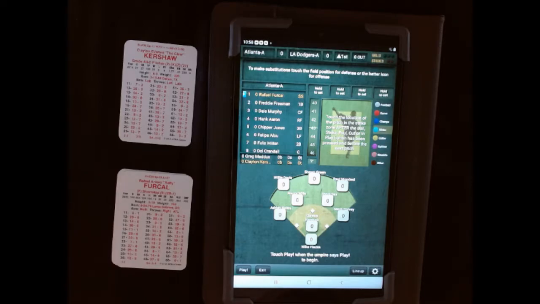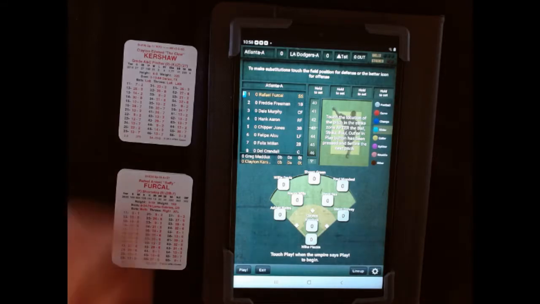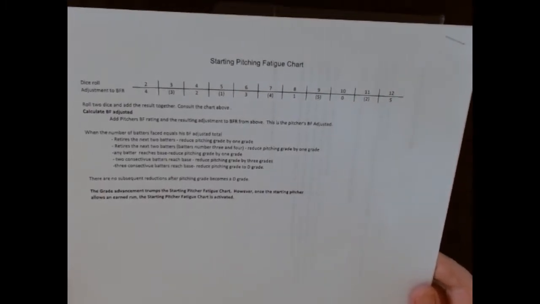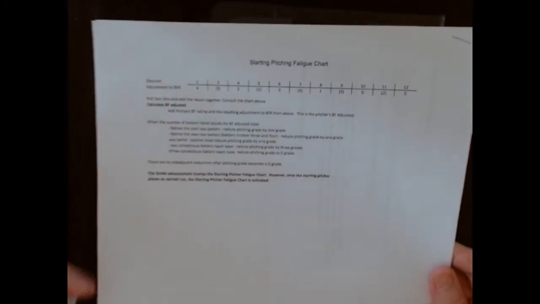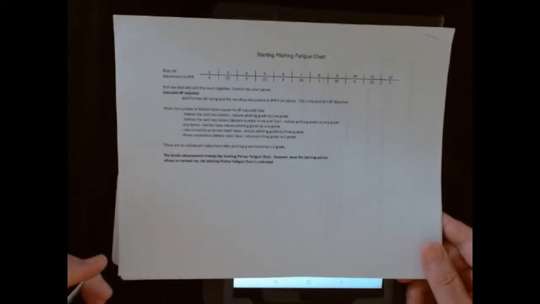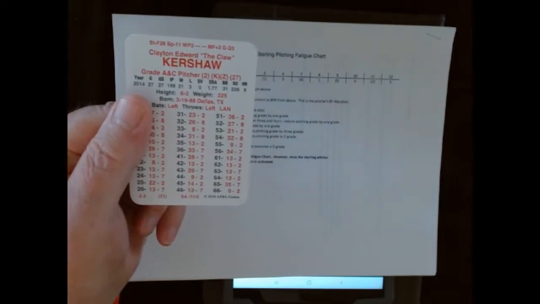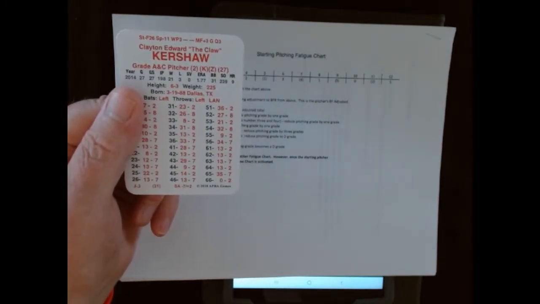The one thing that came out in the virtual tournament, that the director put in, is this chart called the starting pitcher fatigue chart. The way I take this is it kind of simulates the pitchers' pregame warm-up sessions, bullpen sessions. For example, you look at Kershaw's card and see this 27 up here. There's a formula for figuring this out, but that's his average batters faced during the season.